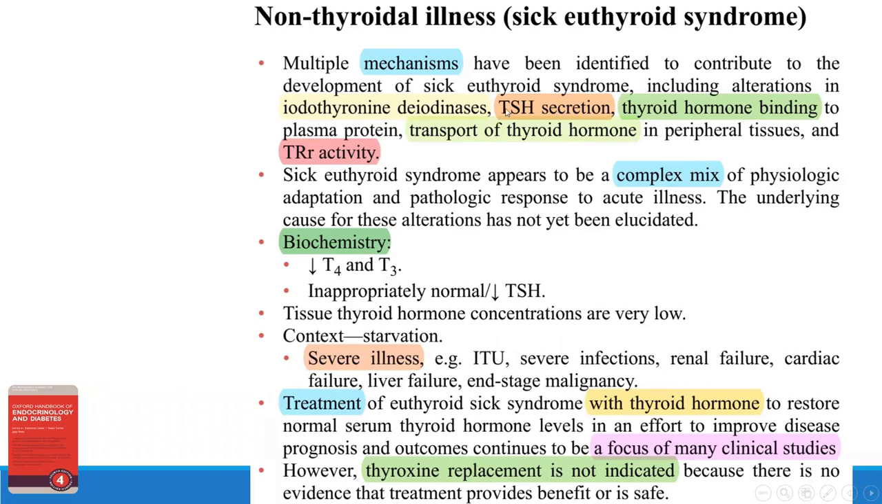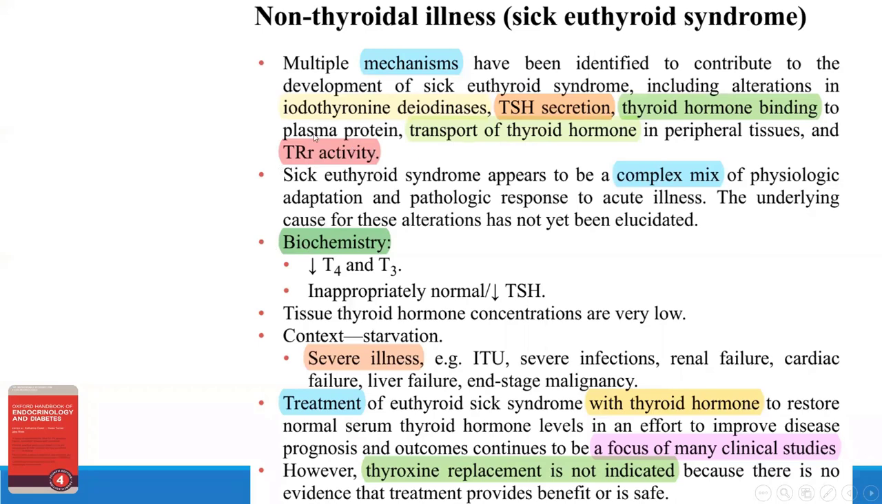Also, TSH secretion may be impaired, because in non-thyroidal illness the patient may receive corticosteroid. Corticosteroid and dopamine will decrease the secretion of TSH. The thyroid hormone binding protein will be affected, the transport of thyroid hormone will be affected, and thyroid hormone receptor activity will also be affected.